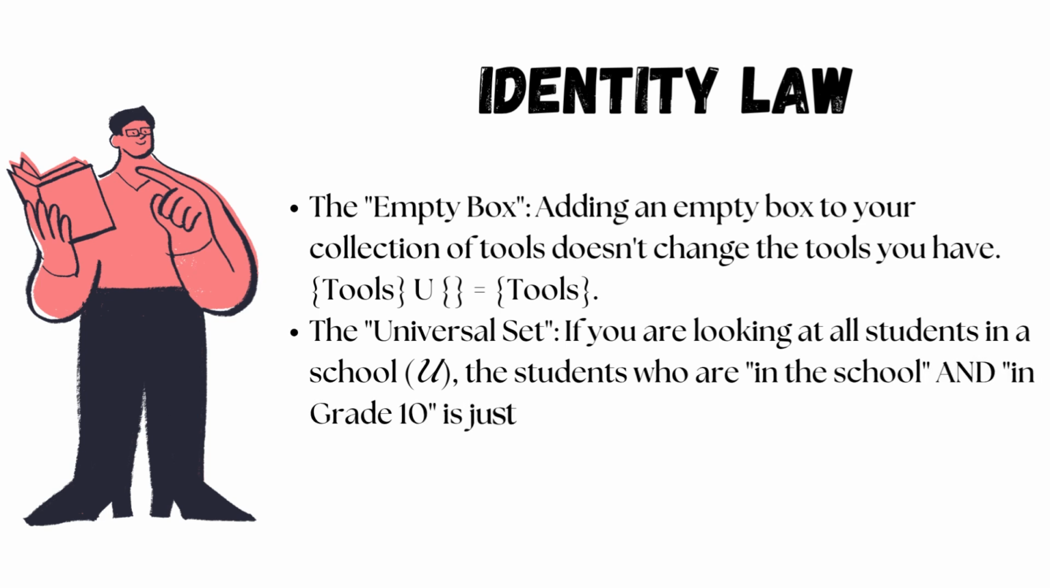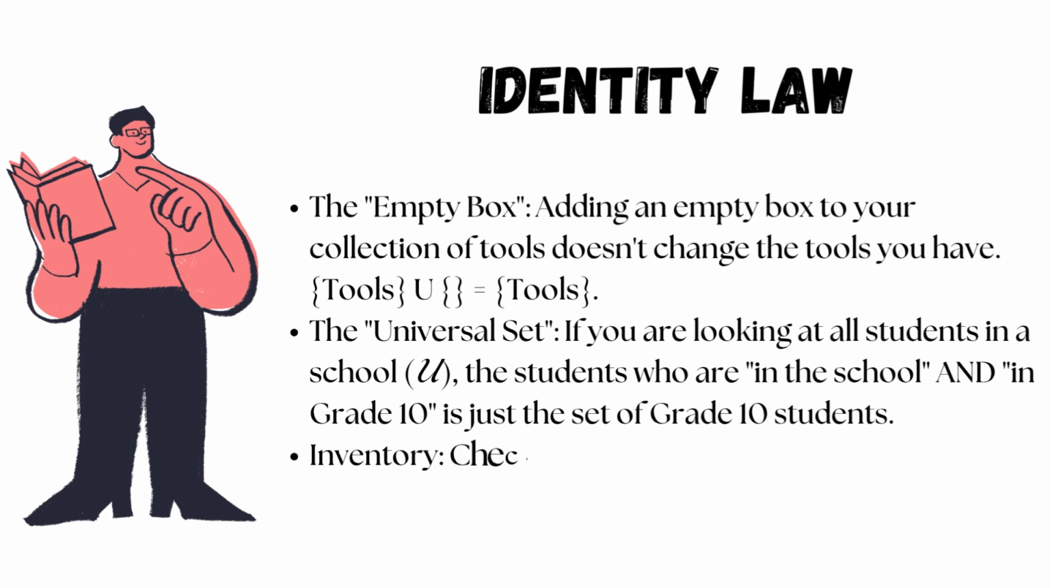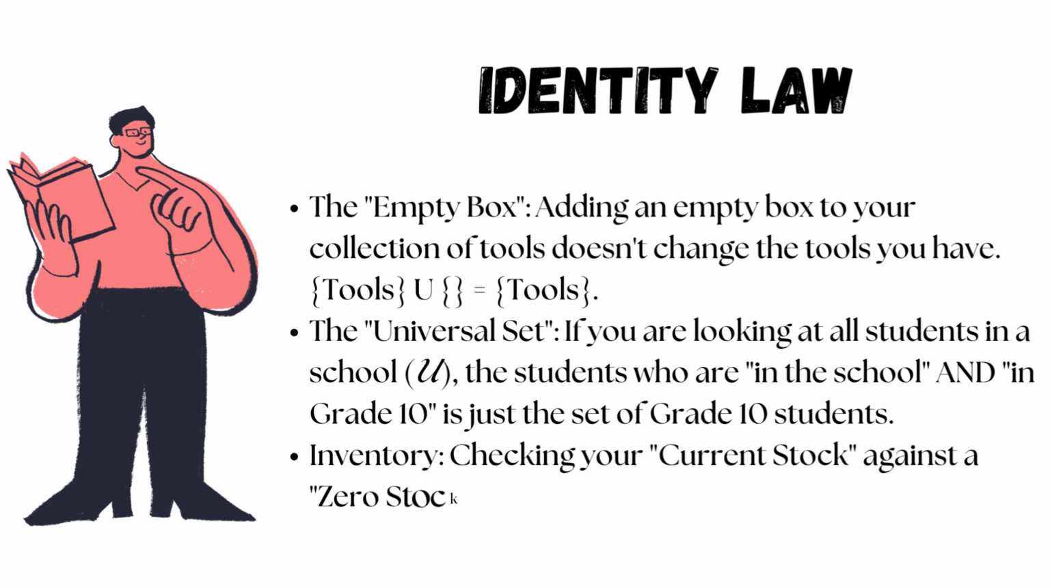The universal set. If you are looking at all students in a school, the students who are in the school and in grade 10 is just the set of grade 10 students. Inventory. Checking your current stock against a zero stock list leaves your inventory exactly as it was.